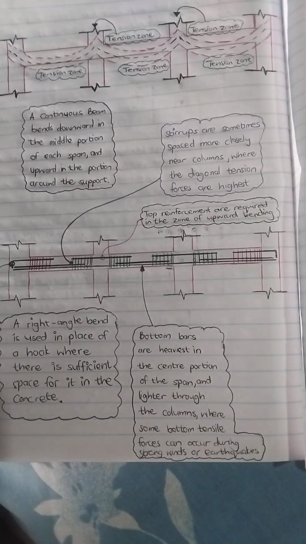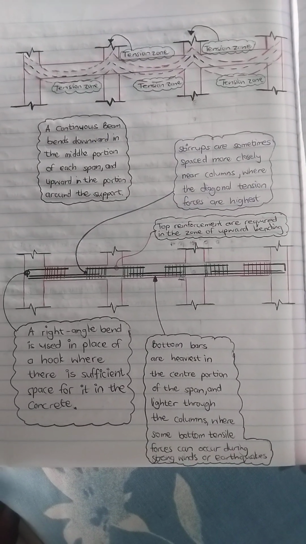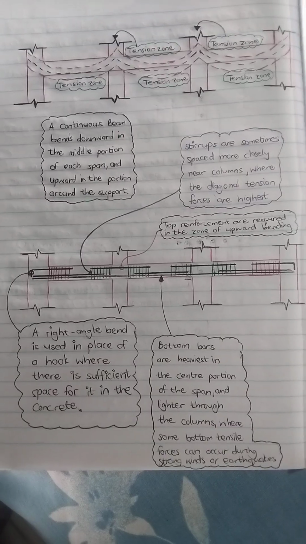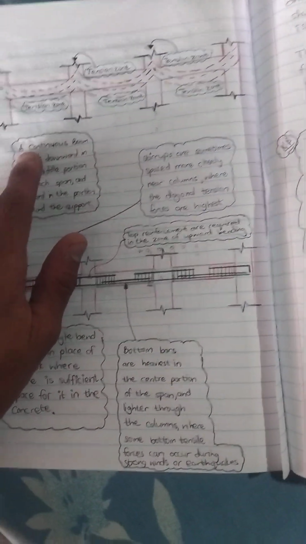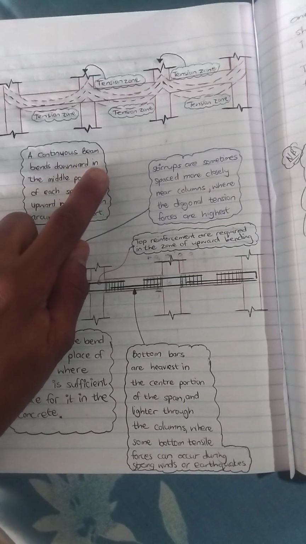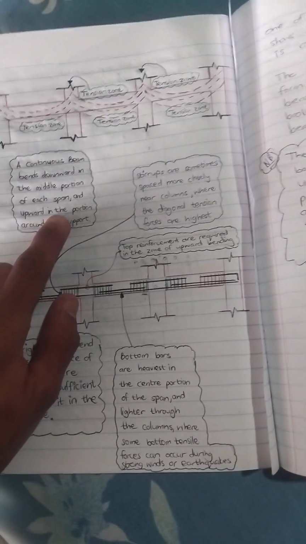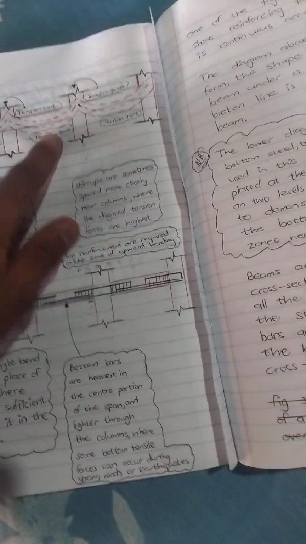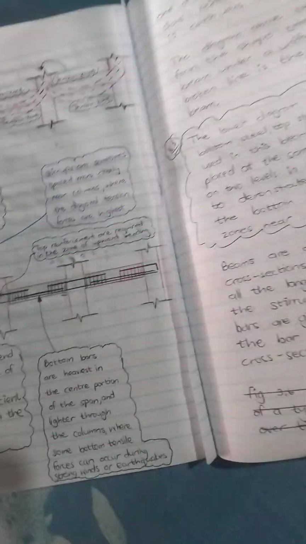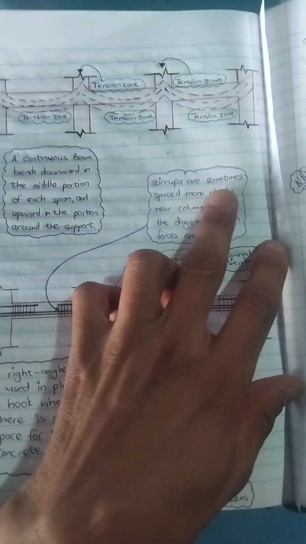Depending also on your design, usually it's not a big steel, or the cross section of the steel isn't that big. But now I'm just gonna read over everything, the notes that I made. Now this one states a continuous beam bends downwards in the middle portion of each span and upwards in the portion around the supports. So it's bending upwards around the supports, and it's bending downwards in the span area. That's for that section.